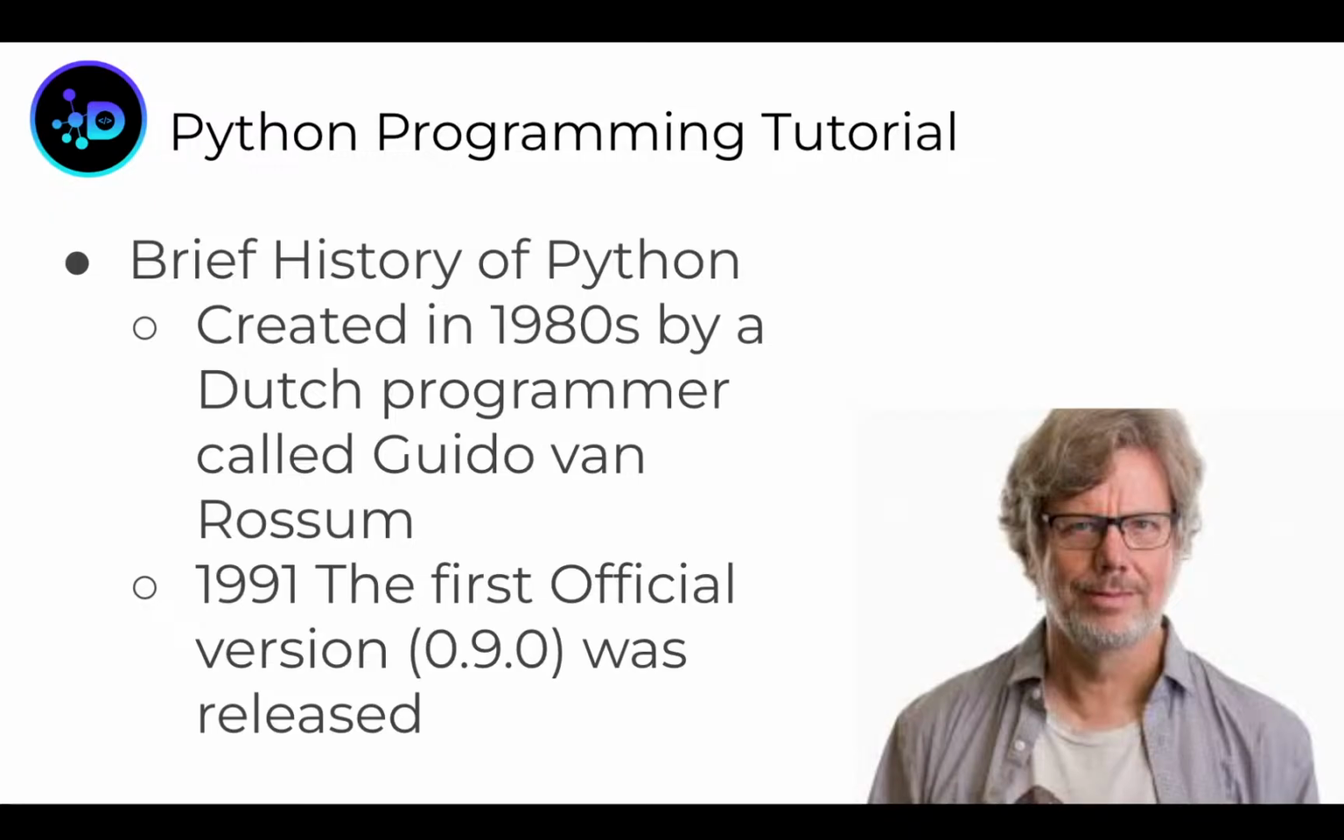Don't worry, we're going to cover everything in this Python programming tutorial. So just know that that was the first class, the first aspect in Python programming. It was released in the first official version, which came out around 1991.